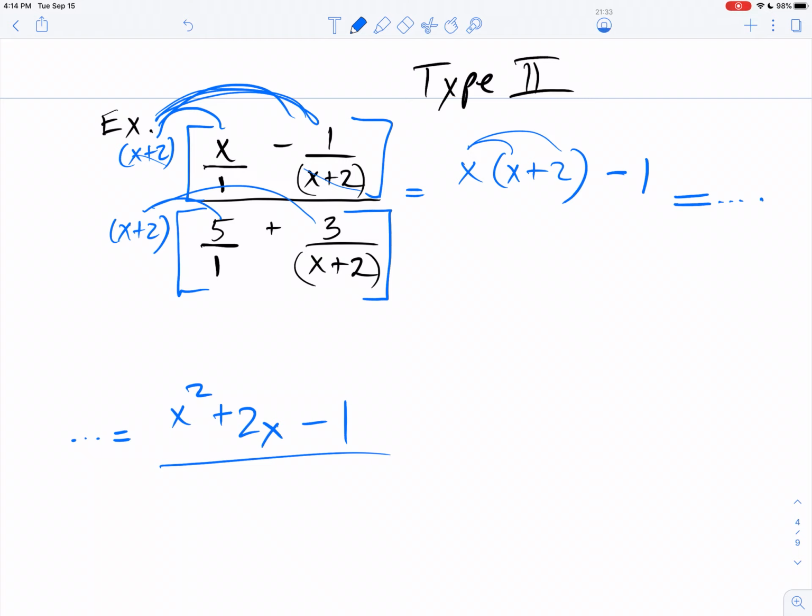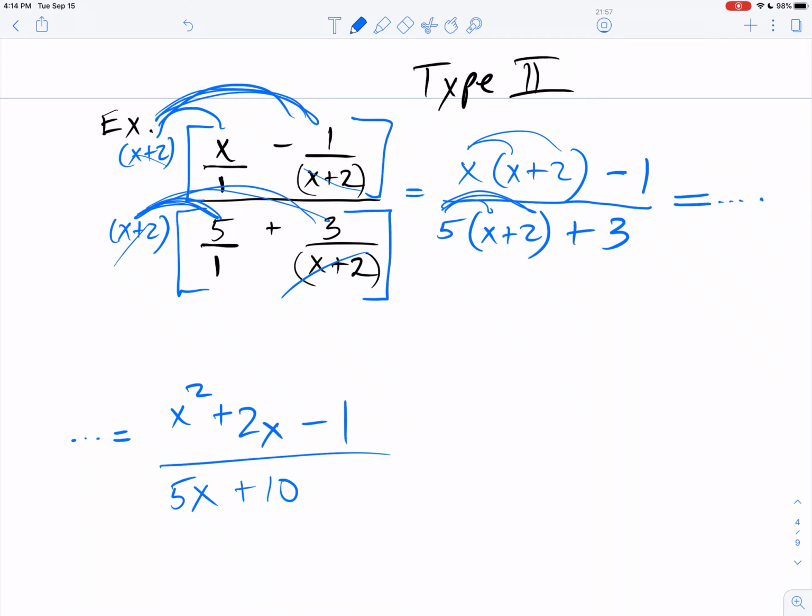Well, let's finish the bottom part. Let's see what the bottom part turns out to be. If I did x plus 2 times 5, I'd get 5 times x plus 2. And then on the bottom, if I did the second part, these guys would have canceled. I would have got a 3. And then do you see how I still have a move I can make here? I could say 5 times x, that'd be 5x. 5 times 2, that'd be 10. There's a 3. Now here's the thing.